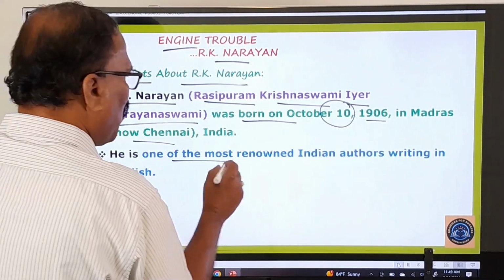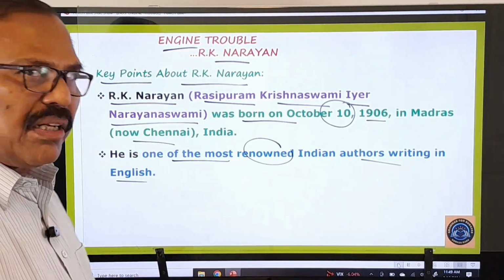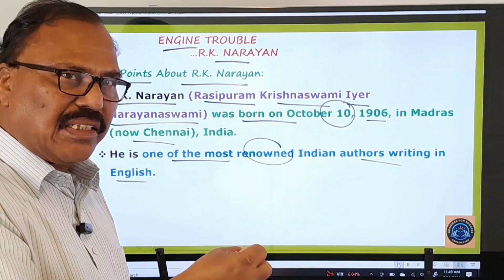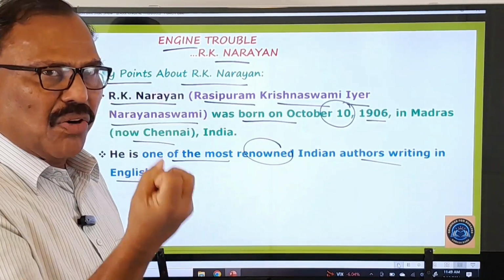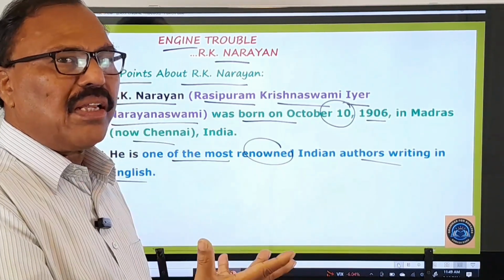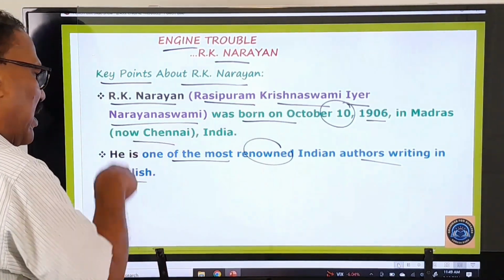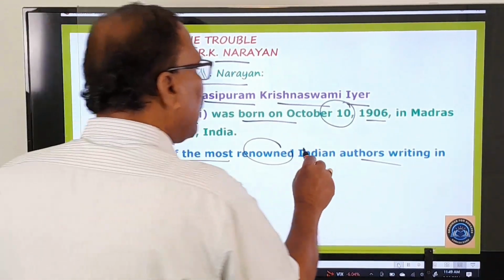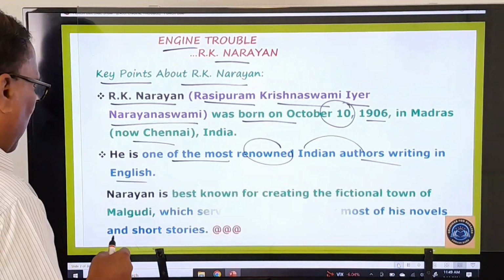He is one of the most renowned Indian authors writing in English, and in India there are only a handful of writers that write only in English, like Mulk Raj Anand, Raja Rao, Nirad Chaudhuri and Khushwant Singh. Some writers wrote only in English. This is one of the most renowned Indian writers writing in English. So that point is also there, and you go to the next point.